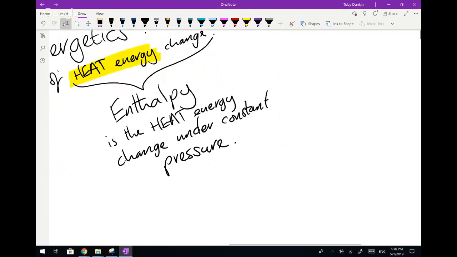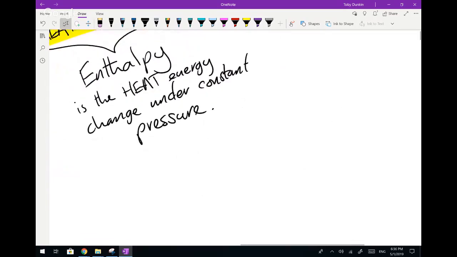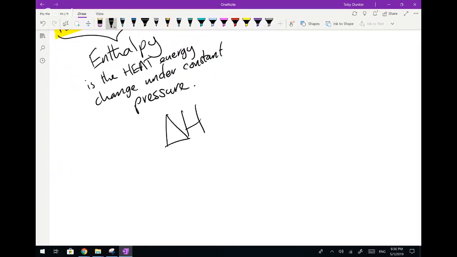Now, Berthelot, you'll notice my terrible French accent there, not only gave it the name, but he also gave it a symbol. And that symbol, the symbol for enthalpy change, is delta H. I should really try and make that triangle a solid triangle. It is actually a Greek letter, and maths people might recognize it.